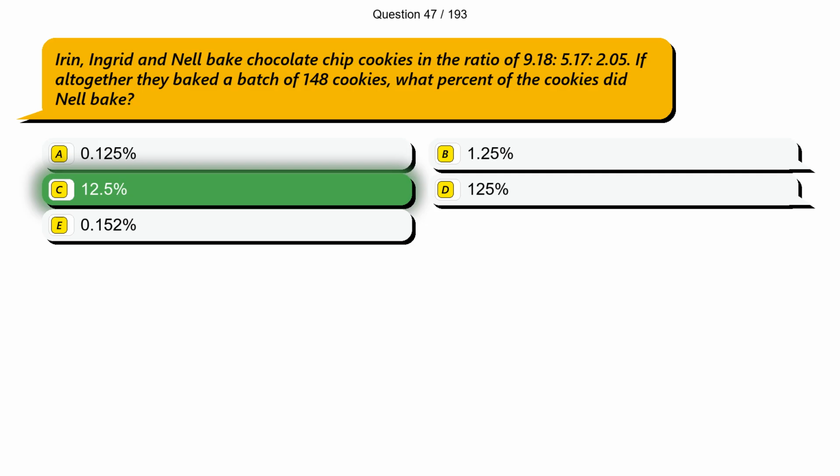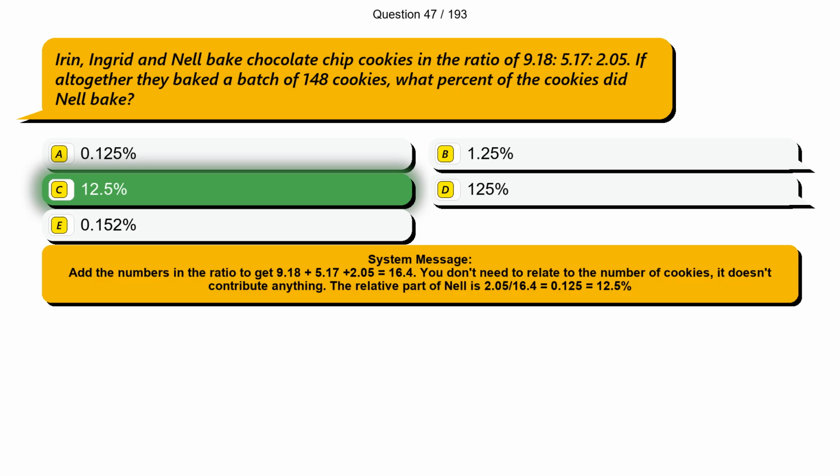The correct answer is option C, 12.5%. Add the numbers in the ratio to get 9.18 plus 5.17 plus 2.05 equals 16.4. You don't need to relate to the number of cookies, it doesn't contribute anything. The relative part of Nell is 2.05/16.4 equals 0.125 equals 12.5%.